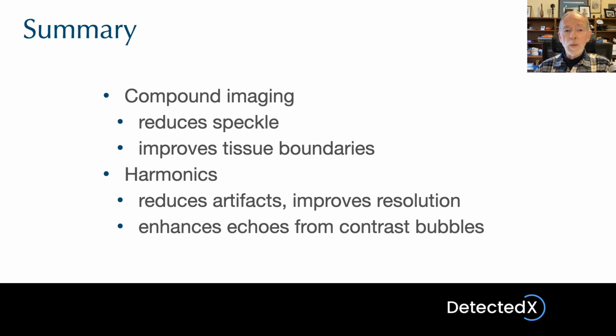So overall, what we've seen is that compound imaging is a nice add-on feature which can be turned on and off at will. It reduces speckles significantly and greatly improves tissue boundaries, but it very significantly degrades temporal resolution. Harmonics reduces artifacts, improves resolution, and enhances contrast bubble echoes, but it too slows down the frame rate and reduces penetration.